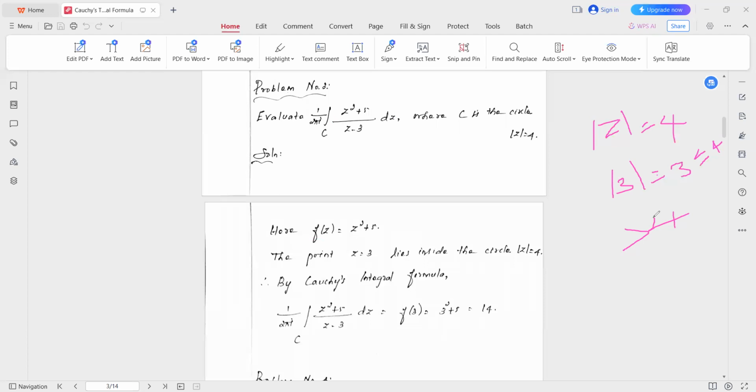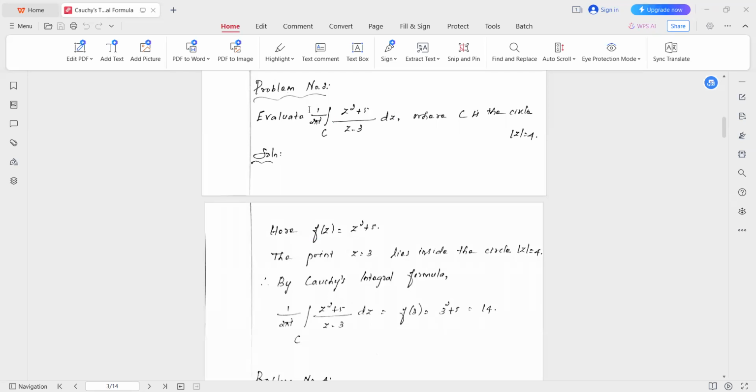What you need to do is substitute that point and check whether it is less than or equal to the radius only. Less than or equal to the radius means the point lies inside; greater than the radius means it's outside the circle. So here the point lies inside the circle. Therefore, we need to use Cauchy's integral formula because the point lies inside the circle. So by Cauchy's integral formula, what do we get?